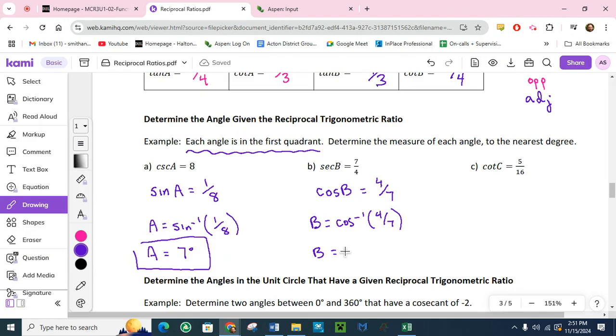Whatever that is. Hey, you guys are doing great today. 55 degrees. All right, I'm going to resist the urge to do C for you. I will wait. I will bask in the awkward silence. Just wait for you guys to do it.